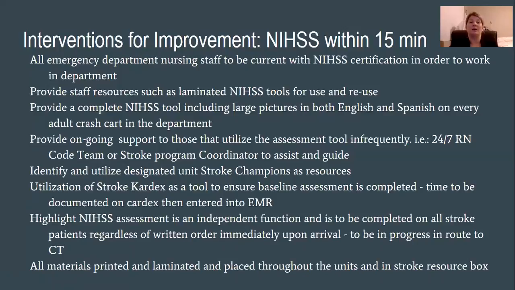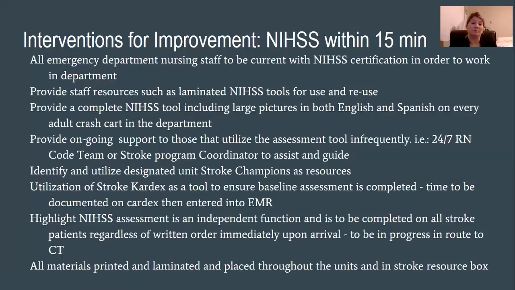Provide a complete NIH stroke scale tool, including large pictures in both English and Spanish on every adult crash cart in the department. So we have a high population of Spanish-speaking patients, and having them both in English and Spanish is really important in order to speed up the process. Provide ongoing support to those that utilize the assessment tool infrequently.